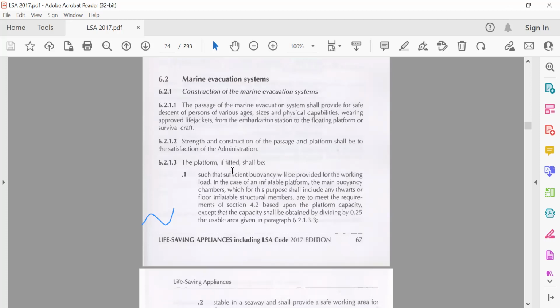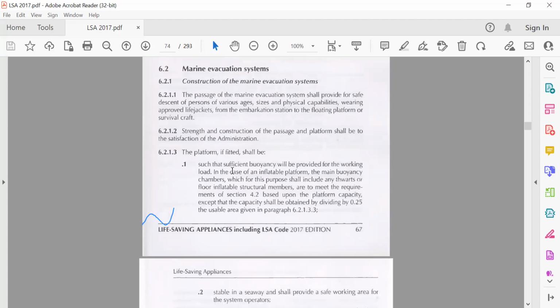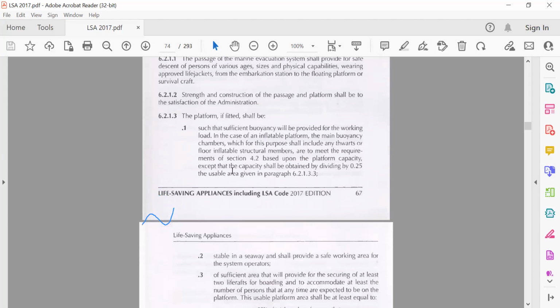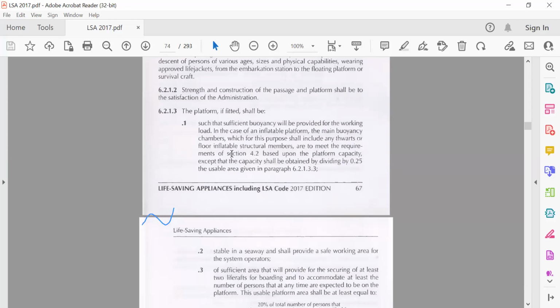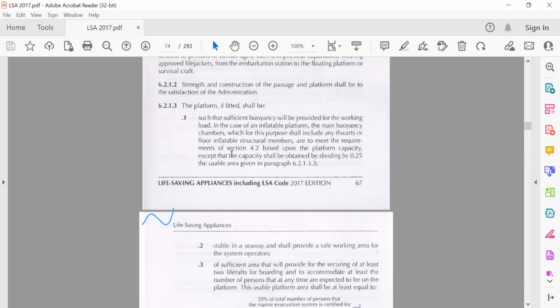from the embarkation station to the floating platform or survival craft. 6.2.1.2 says the strength and construction of the passage and platform shall be to the satisfaction of the administration. The platform, if fitted, because in some vessels, if you check very well, they have the platform. So the requirements for platforms for this are given in 6.2.1.3, and we should take quick note of that.